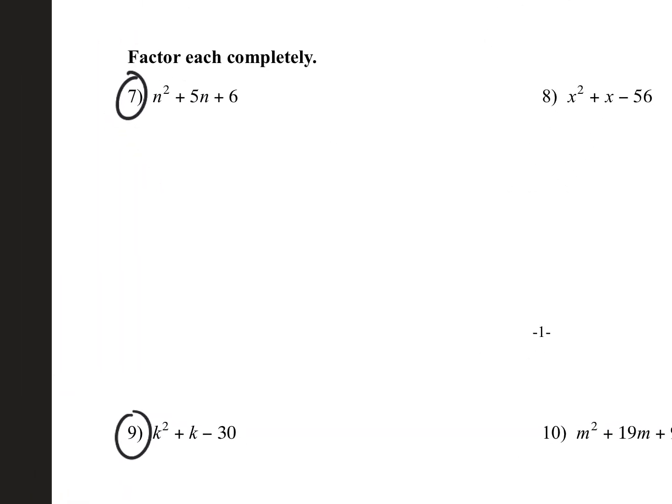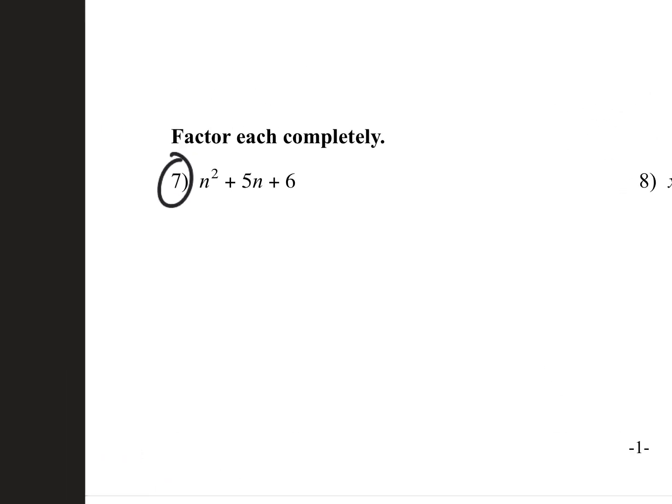All right, so we have n squared plus 5n plus 6. So this is a quadratic expression in standard form. So it's ax squared plus bx plus c, okay?